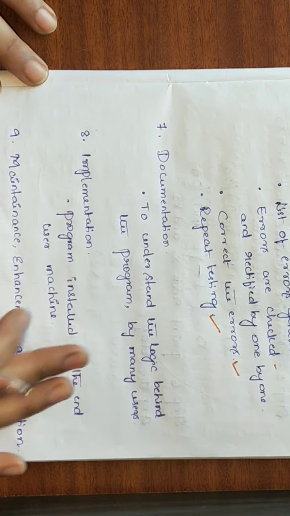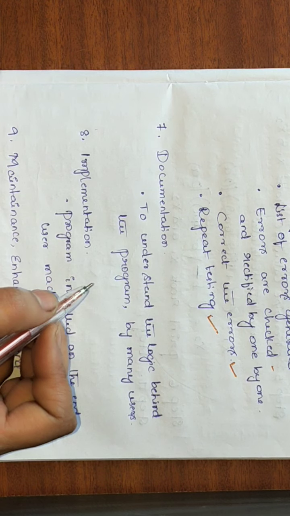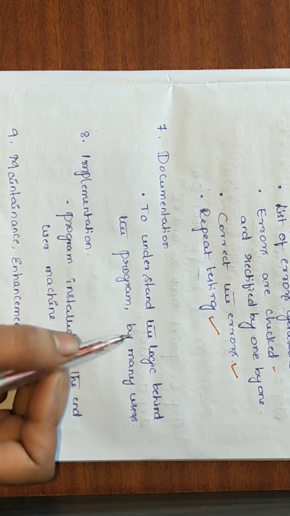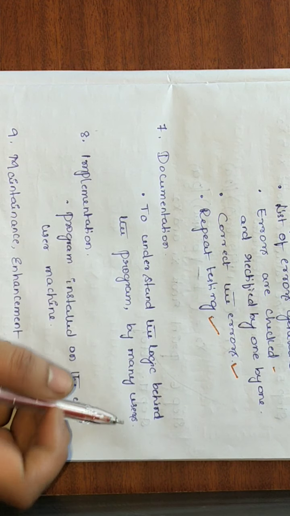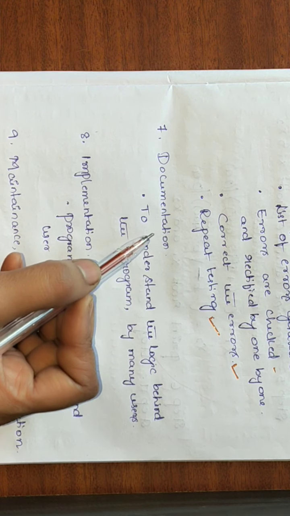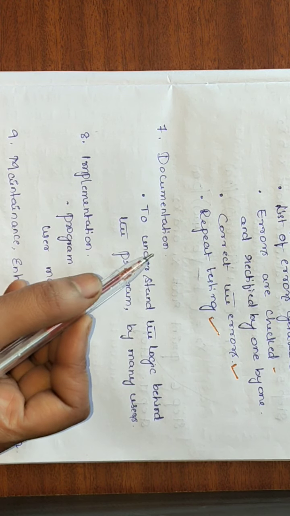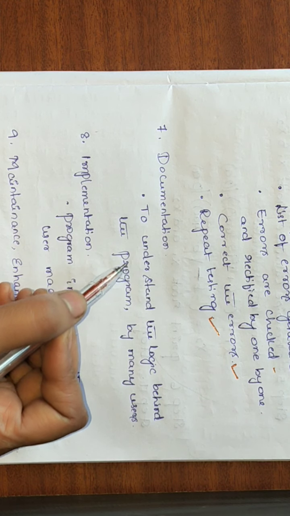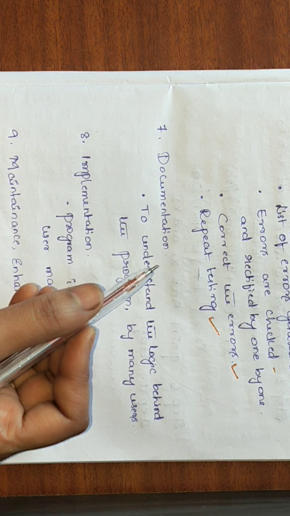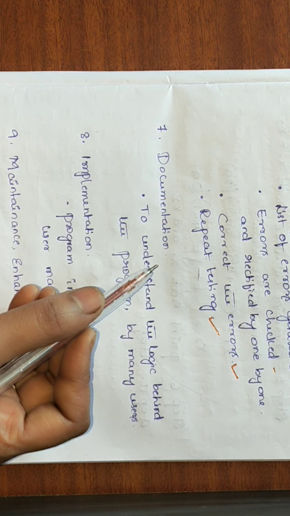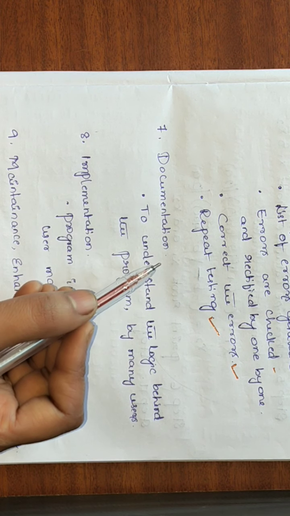The next step is documentation. Documentation means helping many users understand the logic behind the program. Suppose today I am going to write a program for some application. Tomorrow someone else may refer to that program, and they might have doubts if we don't do the documentation. For that purpose, we'll do the documentation.